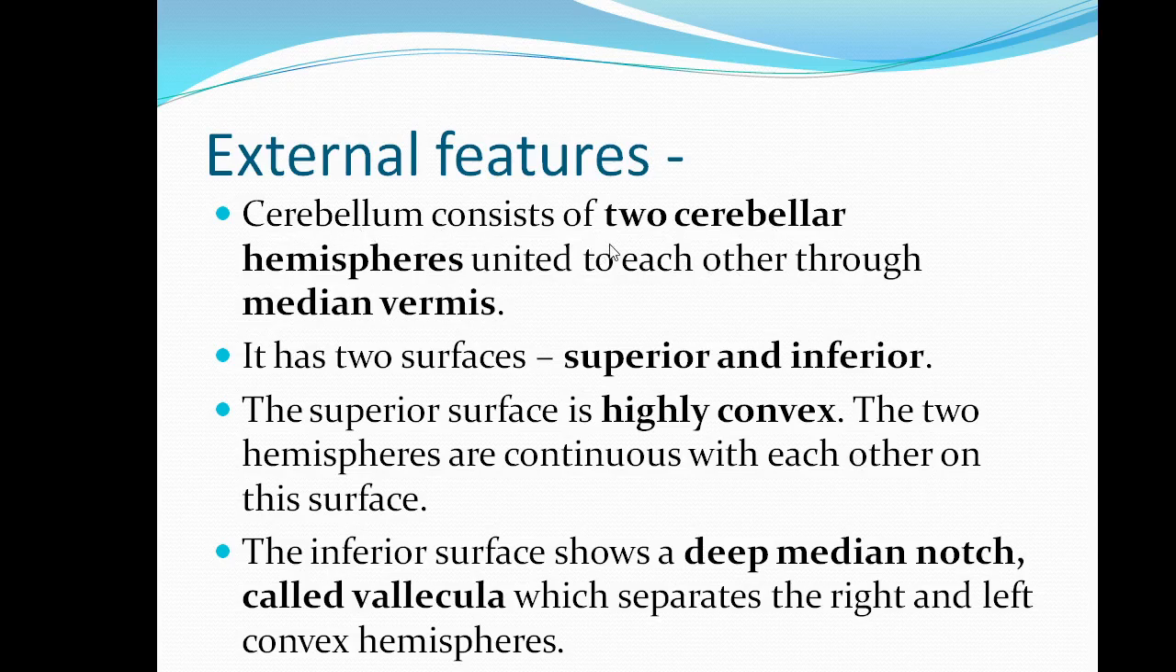The cerebellum consists of two cerebellar hemispheres united to each other through the median vermis. It has two surfaces, superior and inferior. The superior surface is highly convex. The two hemispheres are continuous with each other on this surface. The inferior surface shows a small median notch called vallecula, which separates the right and left convex hemispheres.